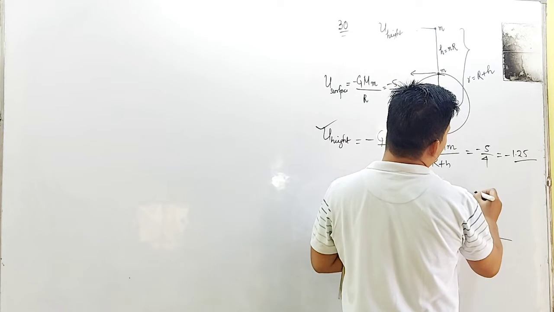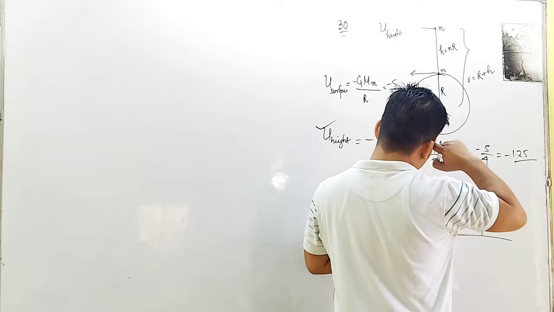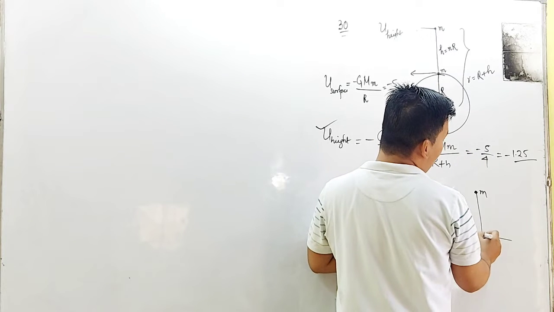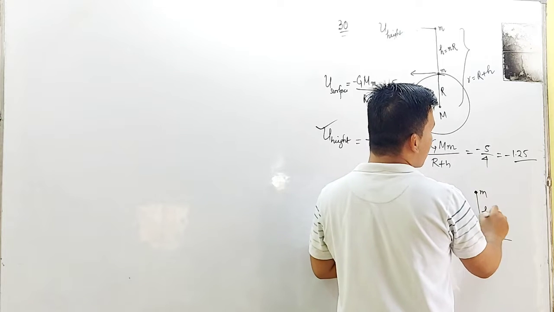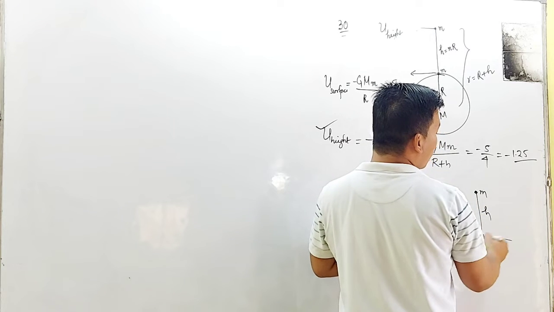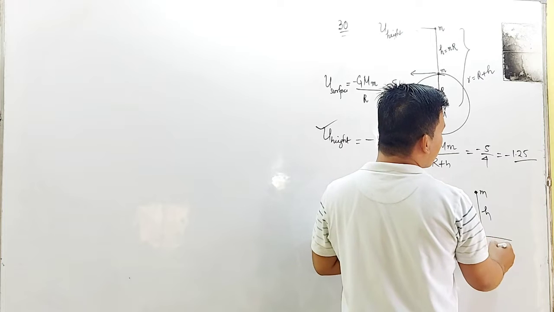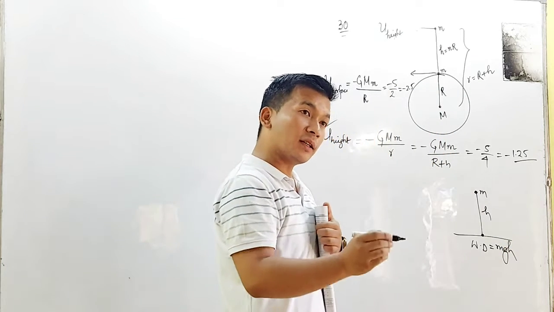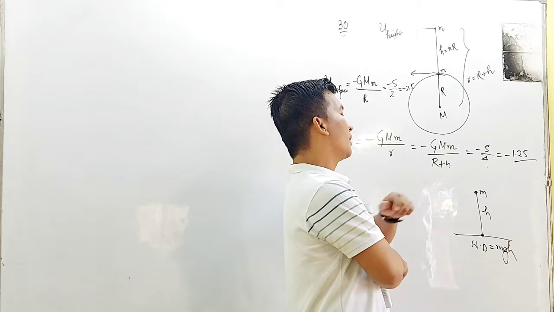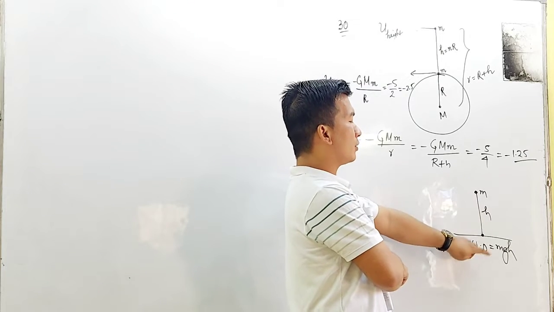This is a mass m. When this body of mass m is displaced from the ground to a height h, what is the work done in the form of potential energy? The work done will be equal to mgh. The work done against the gravitational pull will be equal to mgh.